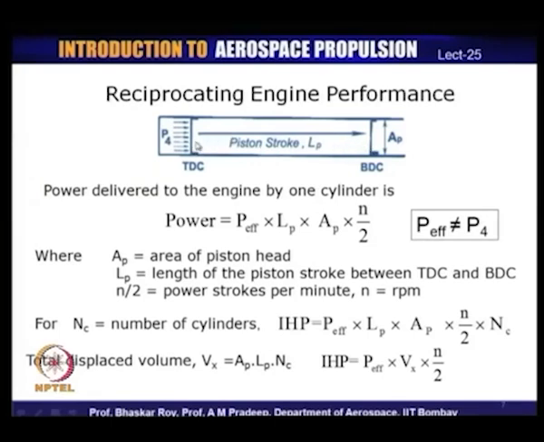Now, when the piston is at TDC, from the cycle we have seen it reaches a pressure of P 4. From the cycle diagram we have seen that, and this pressure then is very high. It is also hot gas of course. And as a result it exerts a lot of force on the head of the piston, often called the piston head, and this has an area.